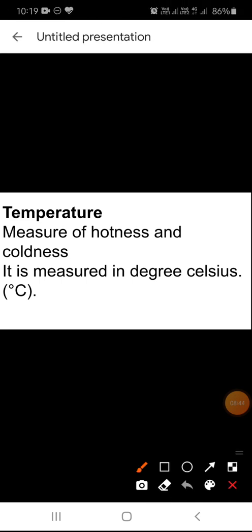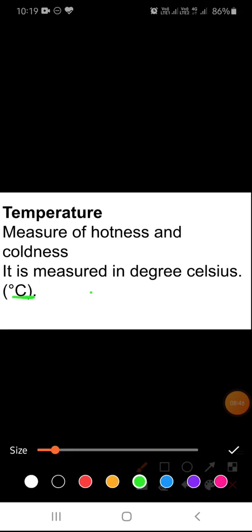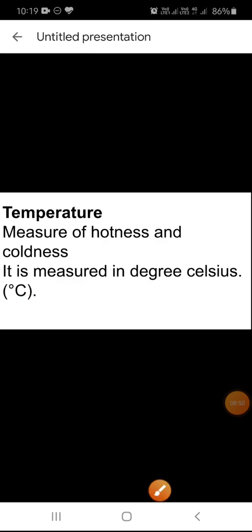And temperature is measured in degree Celsius, and we write it as a small zero above and C. This is degree Celsius. So here we can see some information is given in your book, the temperature at which water starts boiling.